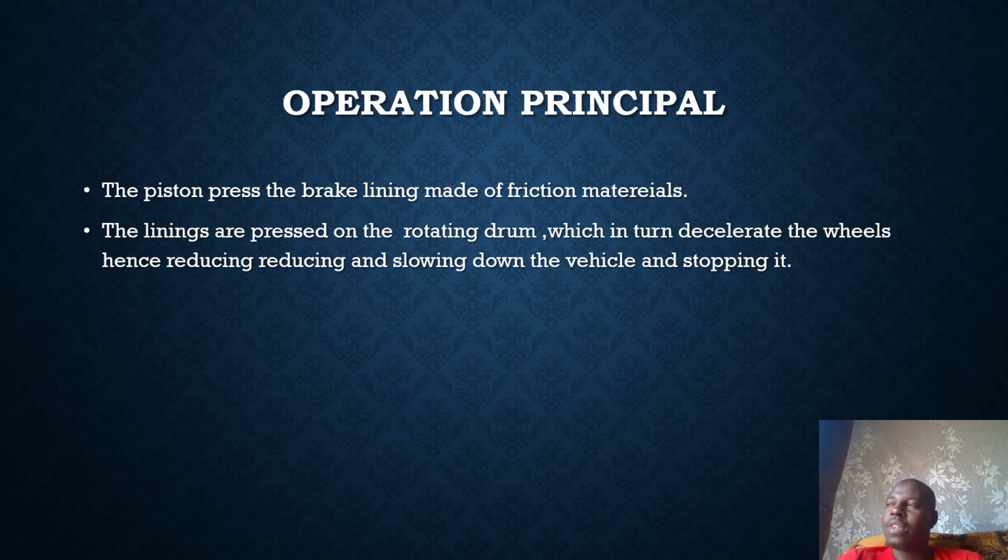The linings are pressed on the rotating drum. Initially, that drum is always rotating. When the linings are pressed on the rotating drum, it in turn decelerates the wheel, hence slowing down and stopping the vehicle. That is the main operation of how the drum brakes are operated.